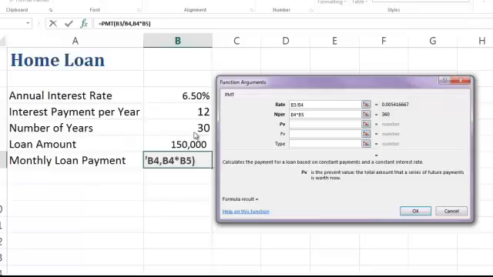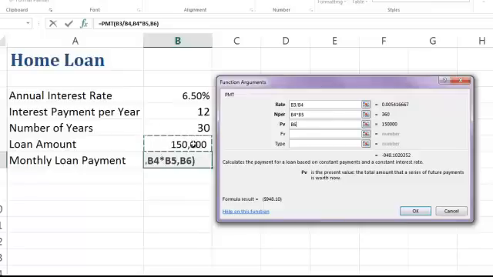The PV argument stands for present value. That's how much the loan is worth today. So today we have a loan amount of $150,000. The last two arguments, you'll notice they're not bold in the function arguments dialog box. That means that they are not required.